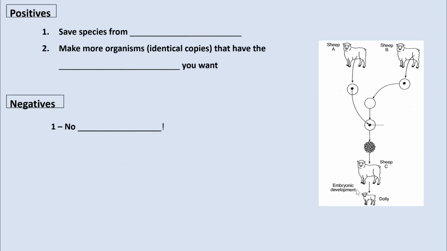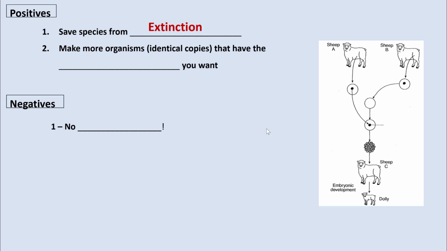Some positives and negatives. If you have a couple of rhinos left, like 2 or 3, and they're on the verge of extinction, you can clone these things and increase the numbers that help revive the population. Granted, there's some drawbacks, but nonetheless, it's better than going extinct. So, number 1, save species from extinction.